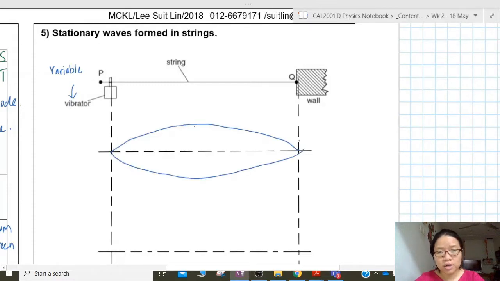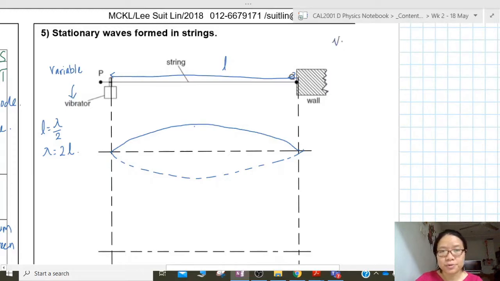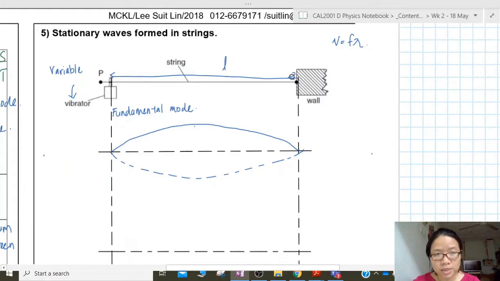So the easiest one is a shape that looks like this, because the vibrator has to be a node because it's tied to the end, and the wall also will have to be a node because there's no space to move. Okay, and let's say the length of the string is L. So we know that L is lambda over 2, and lambda here will be equal to 2L. Pretty obvious because there are two nodes. Okay, and if we look at the equation v equals f lambda, this situation, which is the simplest waveform that you can have, is known as the fundamental mode.